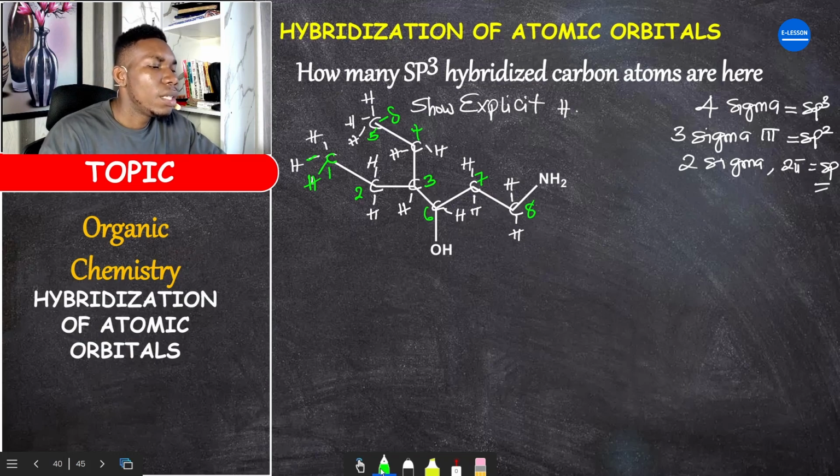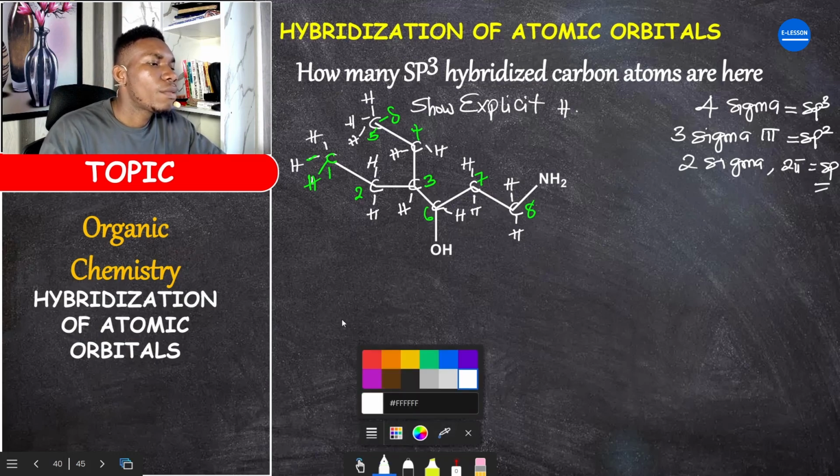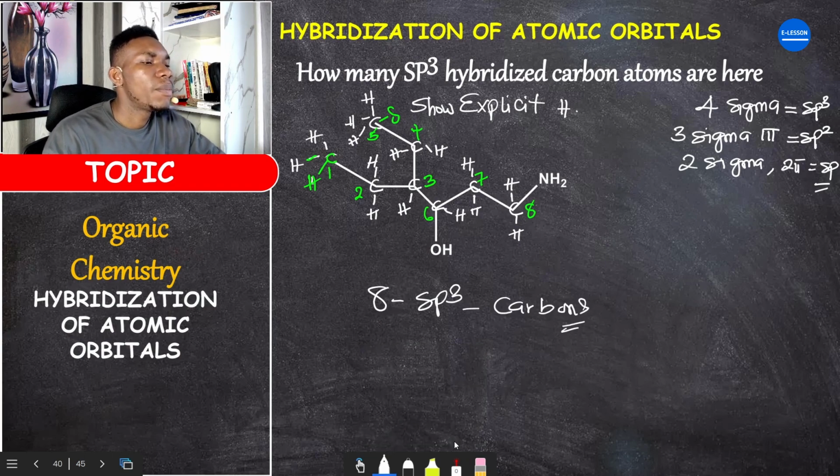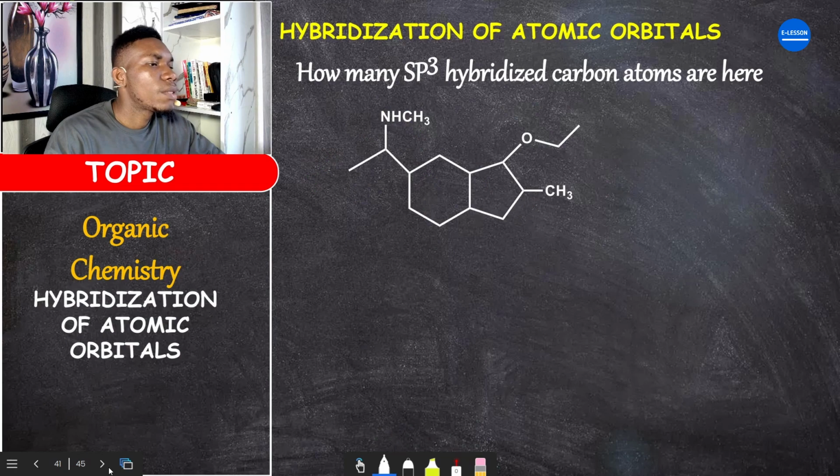So in this compound, you have 8 sp3 carbons. Is that okay? You have 8 sp3 carbons. Now let's go to the next one. For this particular one, how many sp3 carbons do you have?